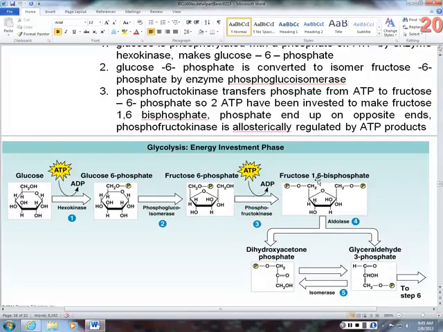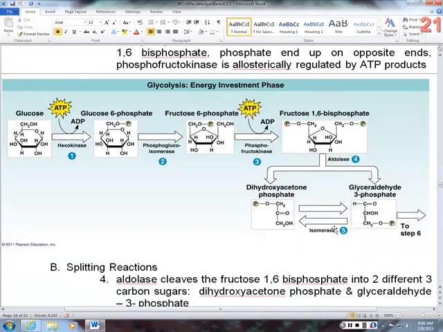So we have fructose 1,6-bisphosphate. Bis means 2. You may also see it as di in the name of it. So it means you've got a fructose with a phosphate on carbon 1 and carbon 6. So now we have invested energy in there, enough energy that the thing is going to split in half. And when it splits in half, you get this dihydroxyacetone phosphate and this glyceraldehyde 3-phosphate.